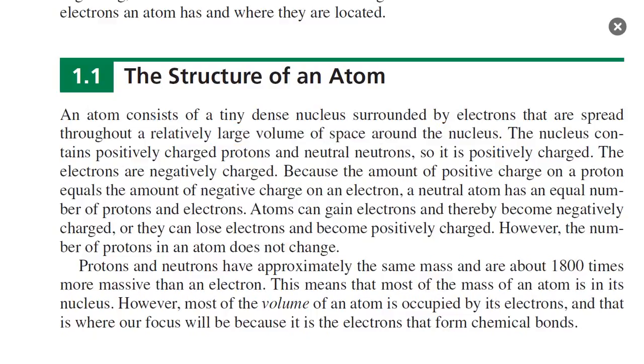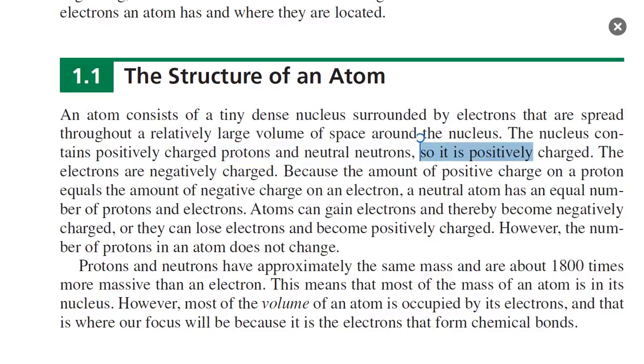So electrons are moving. The nucleus contains positively charged protons. Protons lie in the nucleus. They love the nucleus. They are inside the nucleus. They have positive charge. And there are neutral neutrons as well, but they don't have any charge. So in the nucleus you will see two things. One is a neutron, which doesn't have any charge. Another thing you will see is a proton, which has positive charge.